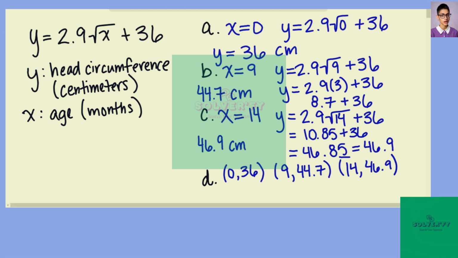Just to be sure, let's check the last one. 14, 46.9. The autistic curve appears to cross that point at 50. So the autistic curve, I think, has the ordered pair 14, 50. Ours isn't quite that high. Ours should be 46.9. So I think it makes the most sense that this model for problem 89 is showing for healthy children. This model most closely fits the blue curve for healthy children.